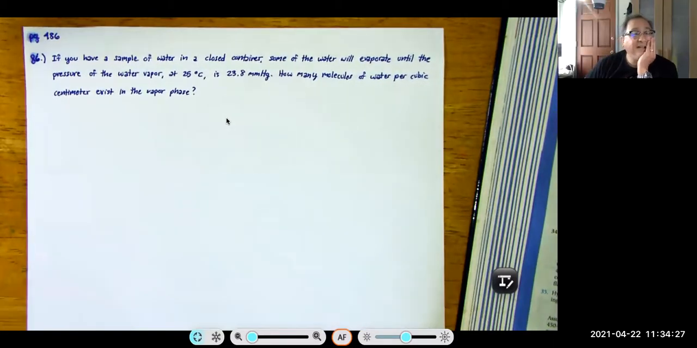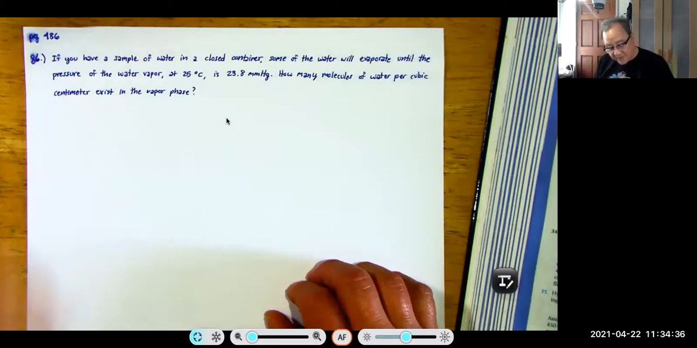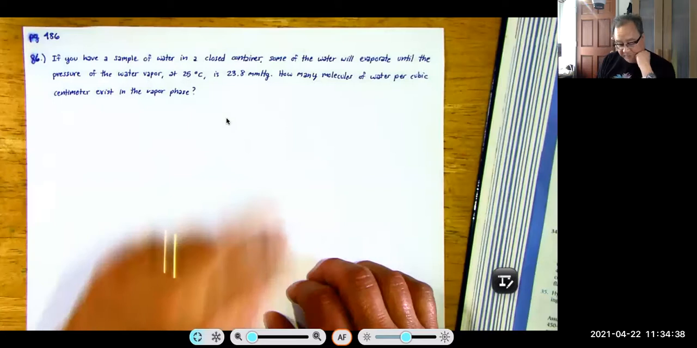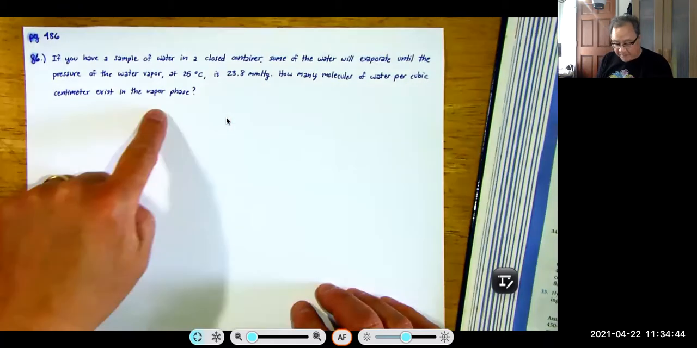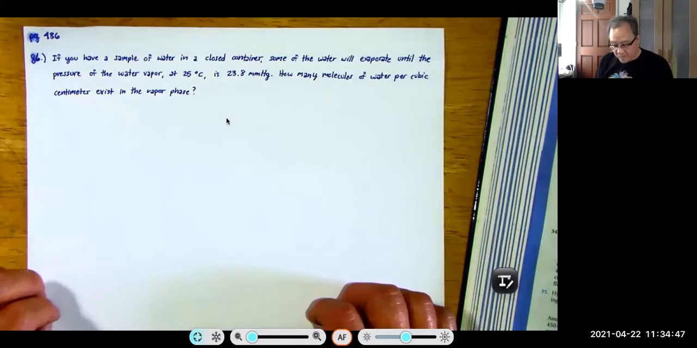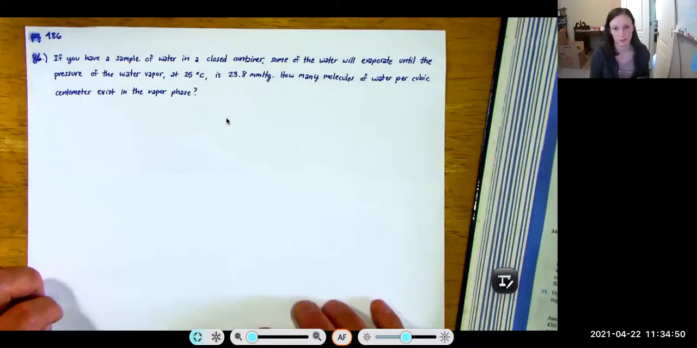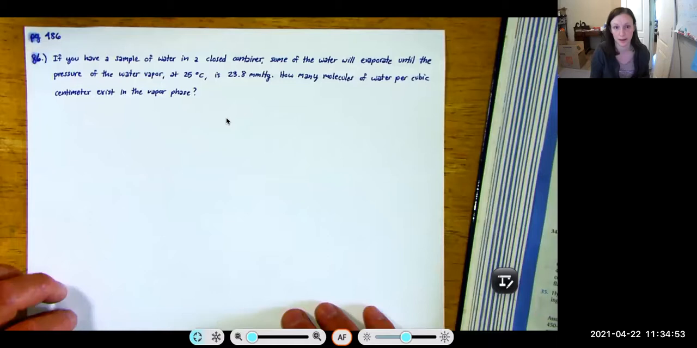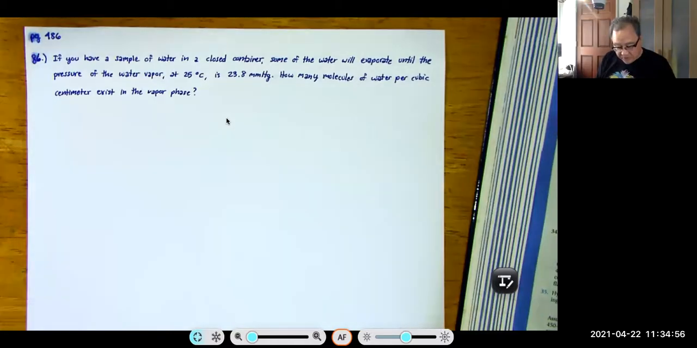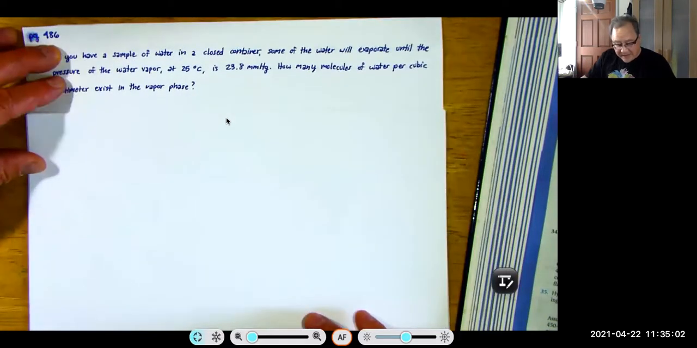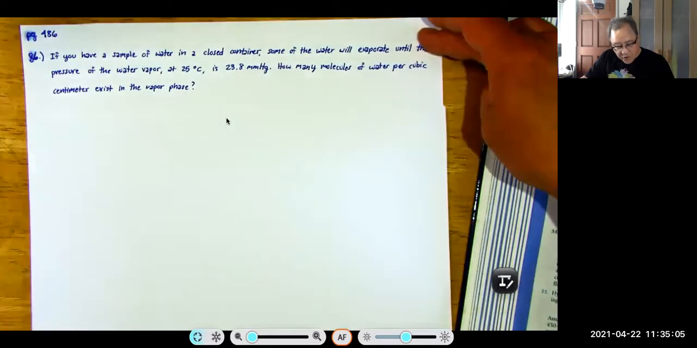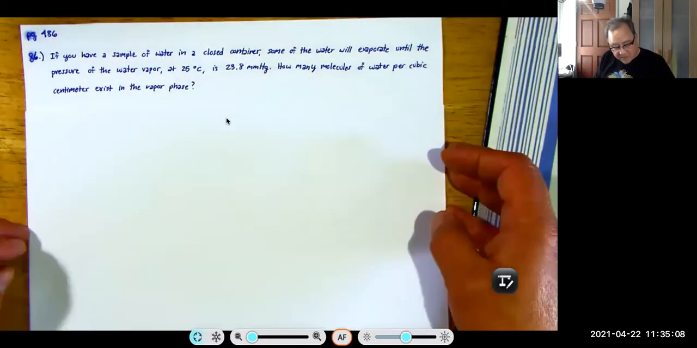If you have a sample of water in a closed container, some of the water will evaporate until the pressure of the water vapor at 25 degrees Celsius is 23.8 millimeters of mercury. How many molecules of water per cubic centimeter exist in the vapor phase? So it's asking for N, like an amount. Right? So we definitely want to know N. And we want to know per cubic centimeter. So isn't that like a volume or per milliliter?